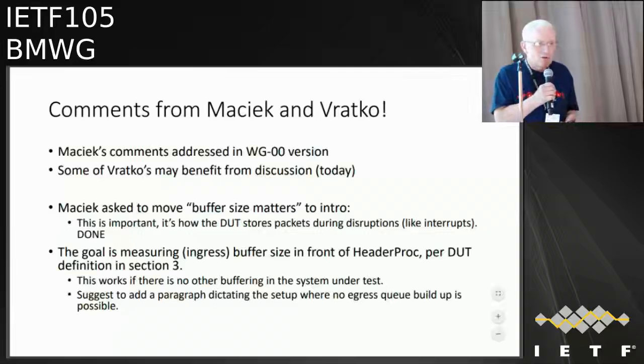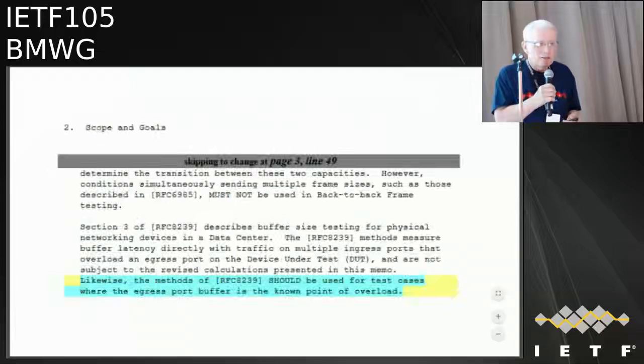That's great. It's done. The goal is measuring ingress buffer size in front of the header processor. There's a picture here that I'll show you in a moment. As per the DUT definition, this works if there's no other buffering, so add a paragraph dictating the setup. I think we've got that covered, but we expanded on it a bit. So here's one of the changes. Likewise, this is in the scope. Likewise, the methods of RFC 8239, which basically focused on the egress buffer evaluation, should be used for test cases where the egress port buffer is the known point of overload. We're actually talking about some modifications for that, but that's a good thing.